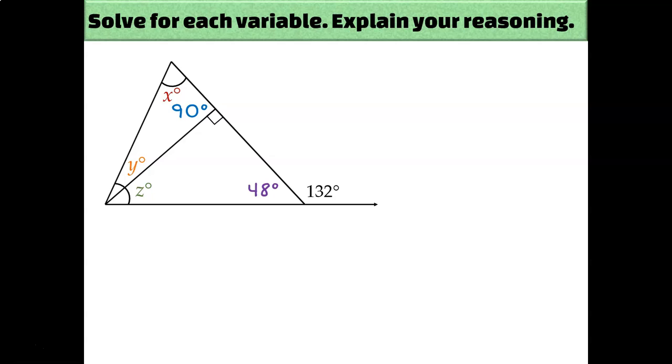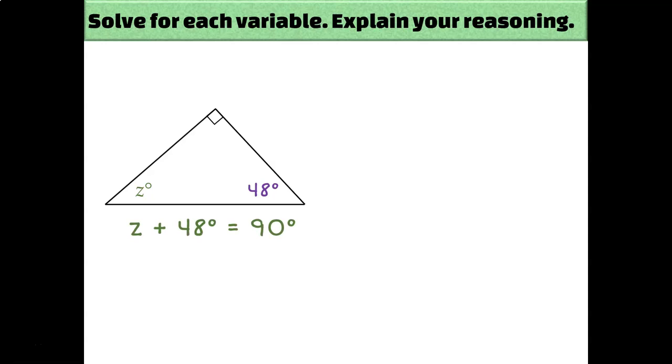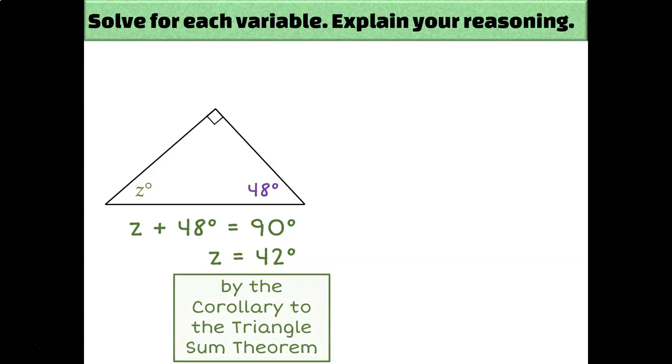What's next? Well, if I just focus on this part of my diagram, I see a right triangle. And the corollary to the triangle sum theorem tells me that the sum of the acute angles in a right triangle equals 90. So I can say that z plus 48 equals 90 degrees. You didn't have to use the corollary, you could just use the triangle sum theorem, and instead write that z plus 48 plus 90 equals 180. Either way, you'll get to the same answer of 42 degrees.